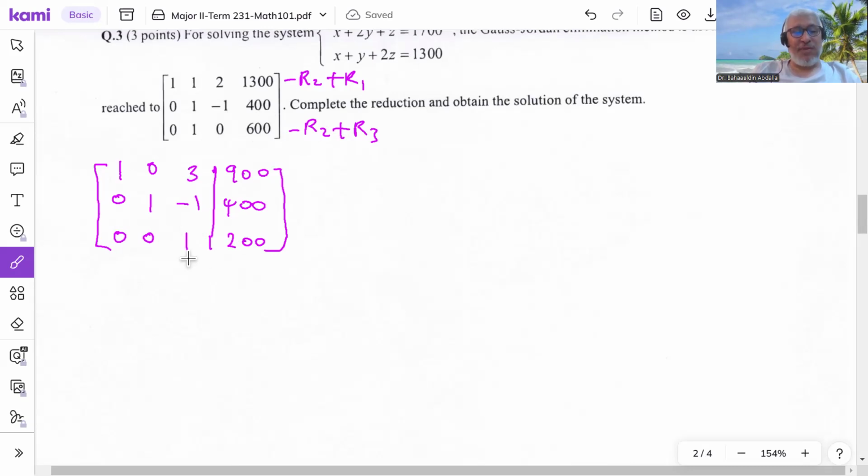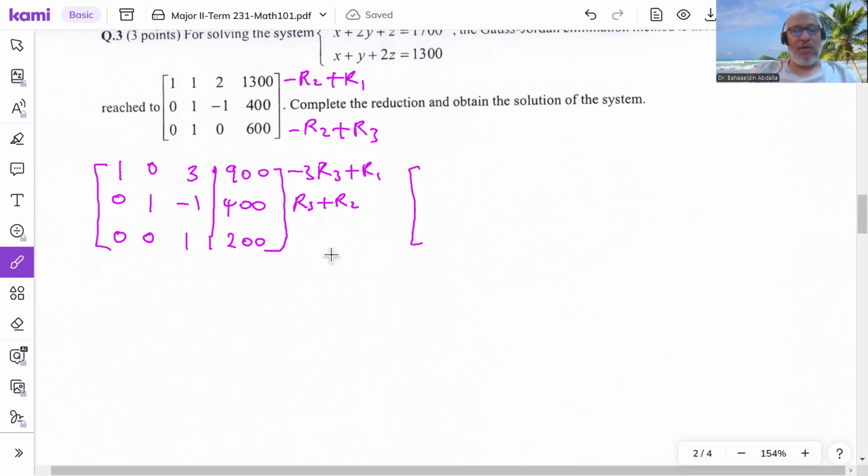I should make this number 1, but it is already 1. Thank you to the writer of the exam. This is 1. Okay, so what should I do now? I should use this one to change these two numbers to zeros. How? This is 1. How can I use it to make -1 into 0? I just add them: 1 times R3 plus R2. And the 3, how to make it 0 using this one? I multiply R3 by -3 and add it to row 1.